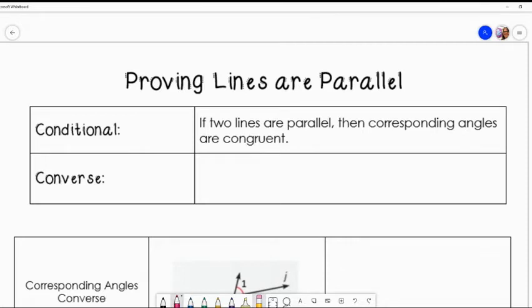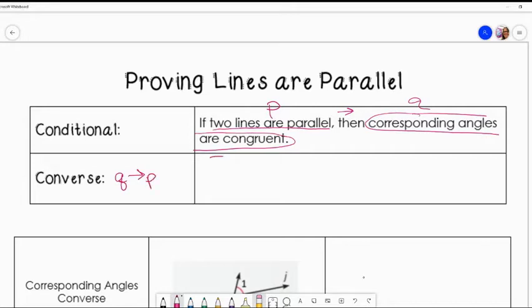So the conditional is given: if two lines are parallel, that's my P, then corresponding angles are congruent. Corresponding angles are congruent, that's my Q. Okay, so what would the converse look like? The converse, remember, switches the order. So that says Q implies P.